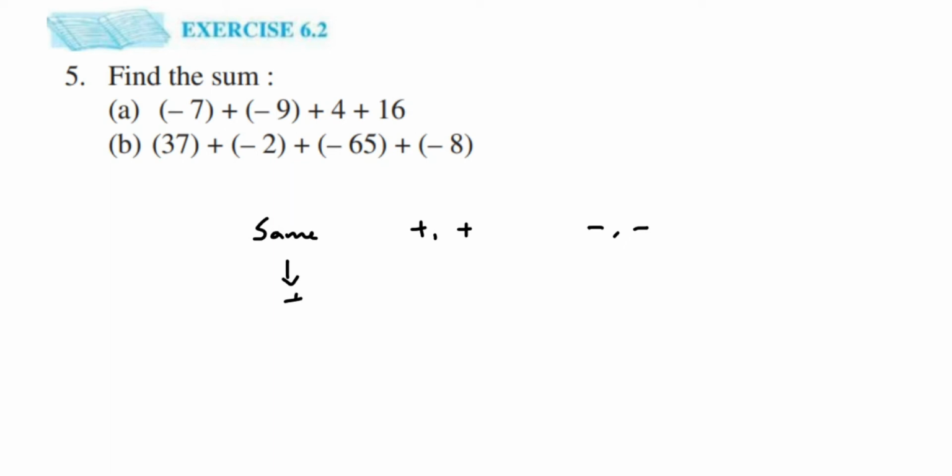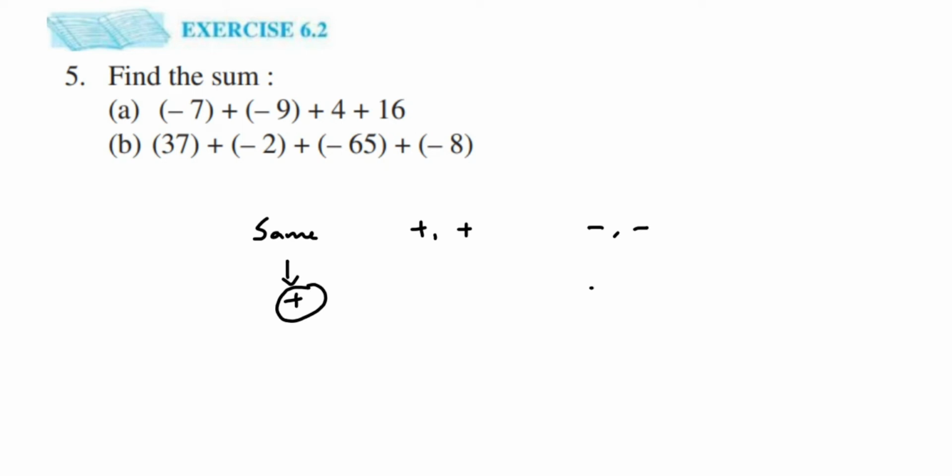But what will be the sign of the final answer? It will also remain the same. That is, if you're adding two positive integers, your answer will be positive. If you're adding two negative integers, you have to just simply add them and then put a minus sign. So your answer will also be negative here. Okay, we're going to solve this, you're going to understand that.